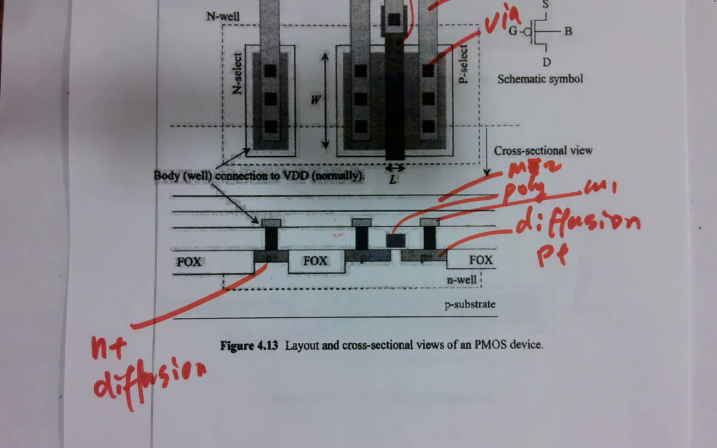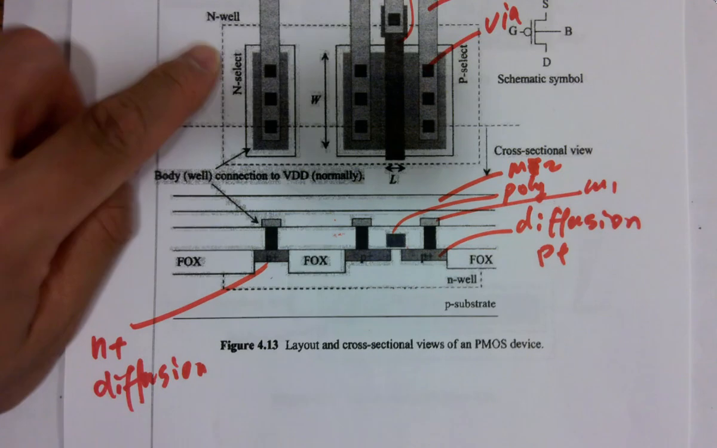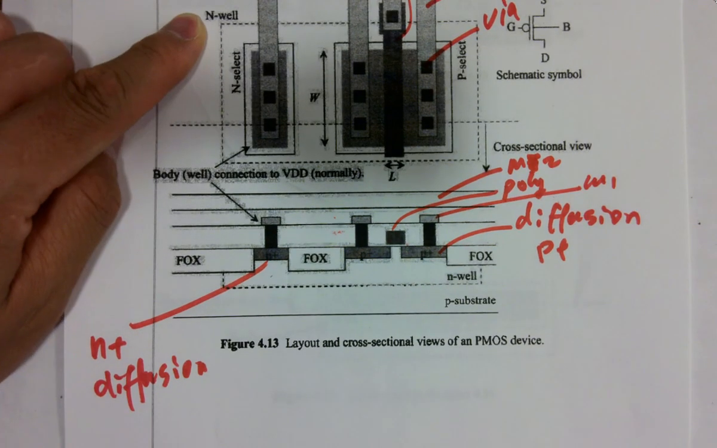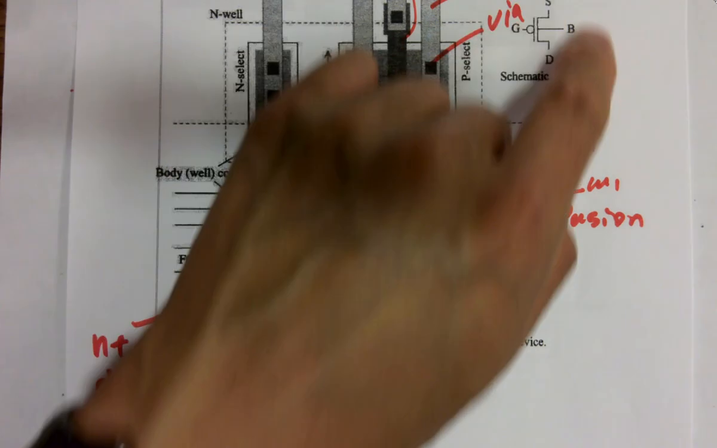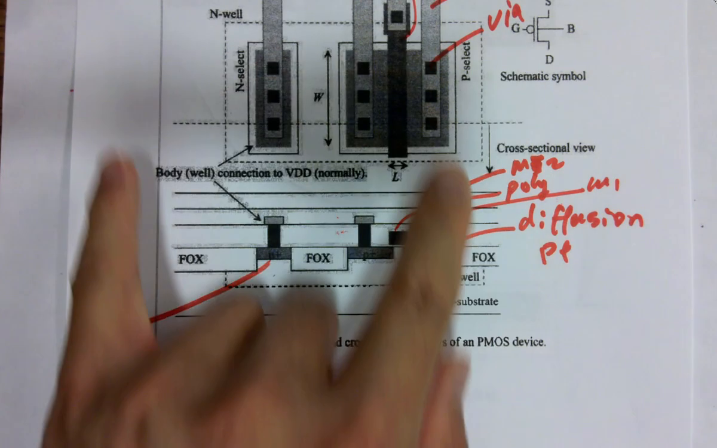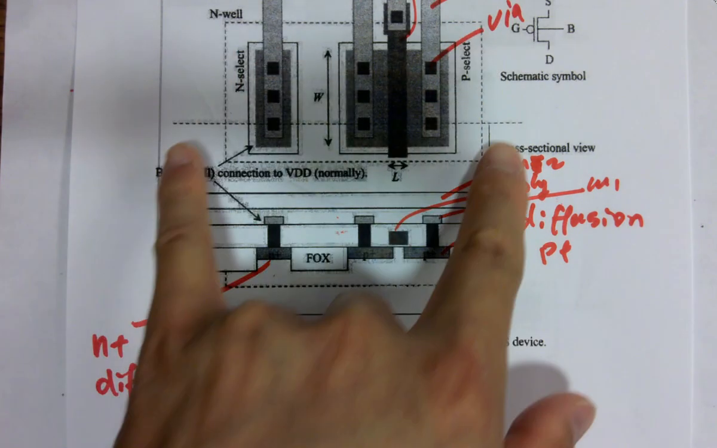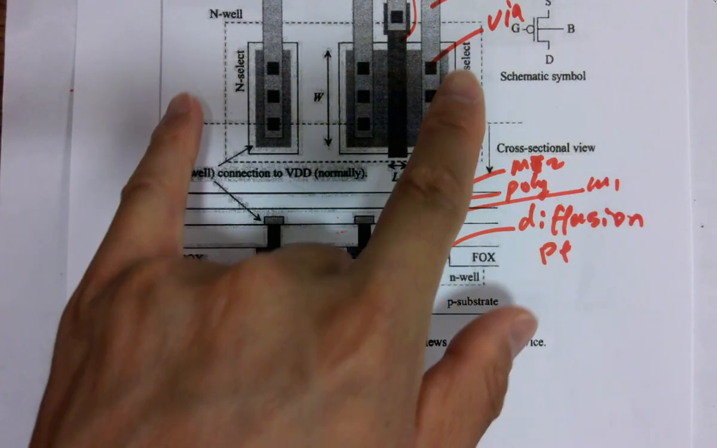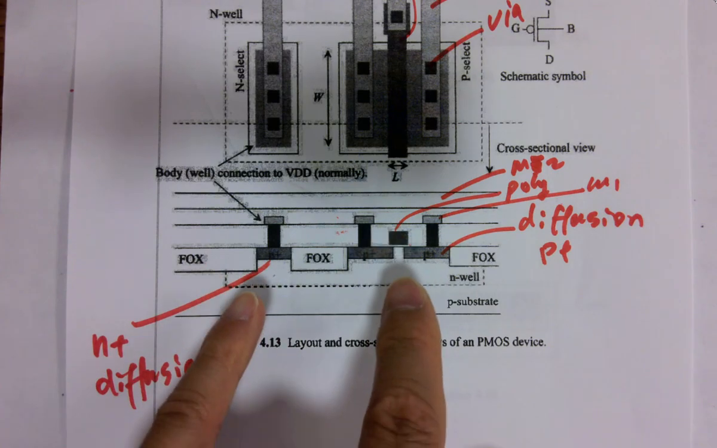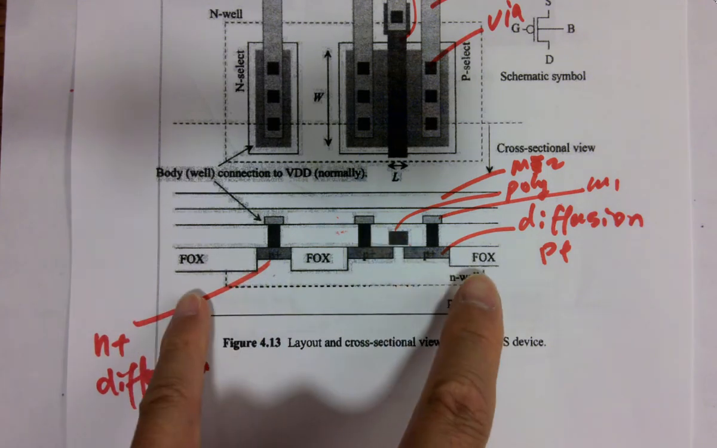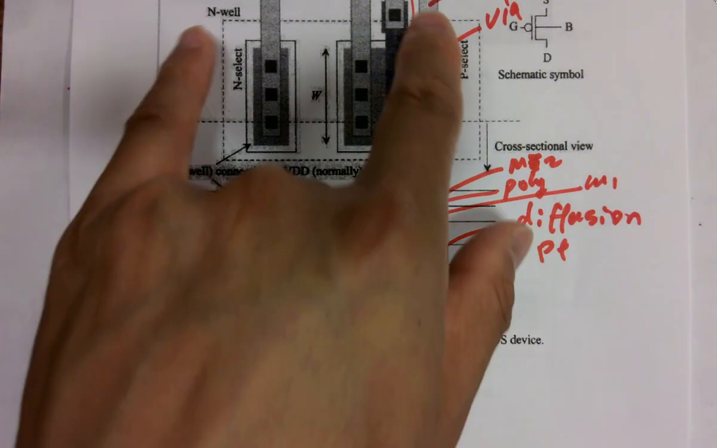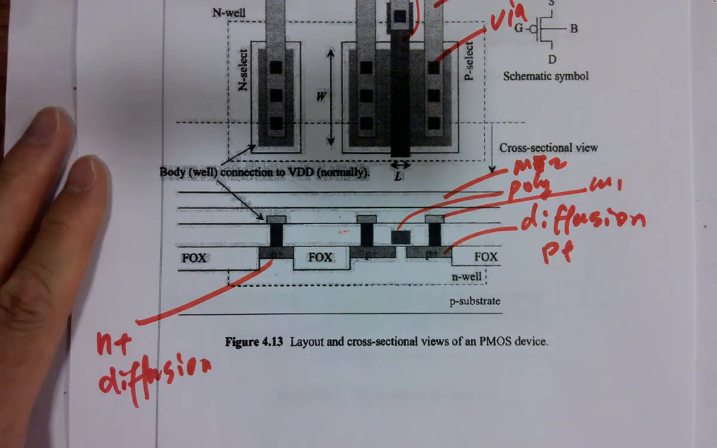Is there an N well? Yes, N well. So N well is a big N well, covers everything. And I'm going to explain why we need N well for the P transistors in the future. But now you can see all the P transistors are being put in the N well. Okay, you have a big N well here, and that's for P transistors, P-type transistors.